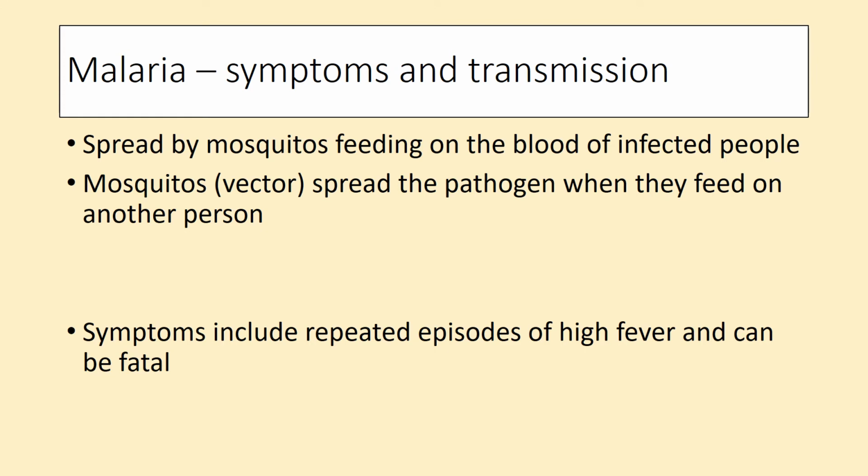So malaria is spread by female mosquitoes feeding on the blood of infected people. These mosquitoes then spread that pathogen when they feed on another person that was not originally infected. Okay? Now, malaria can cause repeated episodes of high fever and can actually be fatal and cause death in many populations.